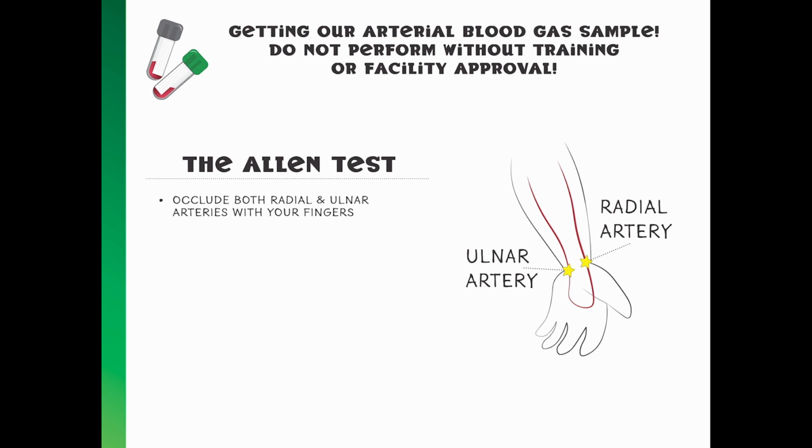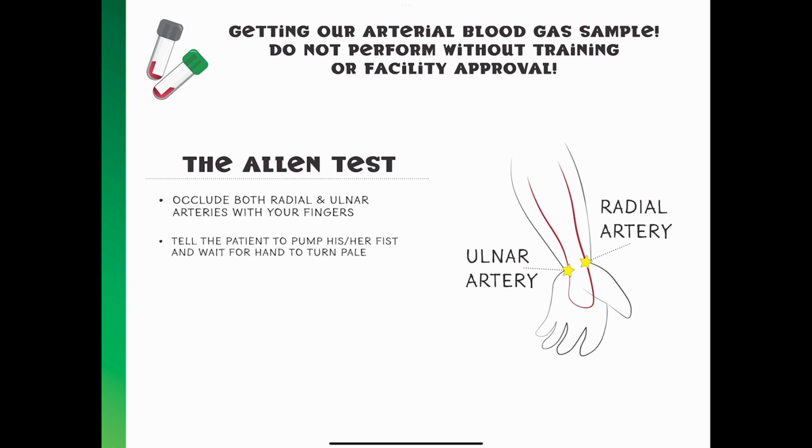So what we're going to do is occlude both the radial and ulnar arteries with our fingers. This can be when the patient has their arm over the bed or sitting on the bed. We're going to take their wrist and squeeze onto these arteries and try to occlude them, stop that blood flow. We're going to tell our patient to pump his or her fist if they're conscious, and then we're going to wait for their hand to turn pale. When their hand turns pale, we're going to release that ulnar artery side, and we're going to watch for the return of color and warmth to come back.